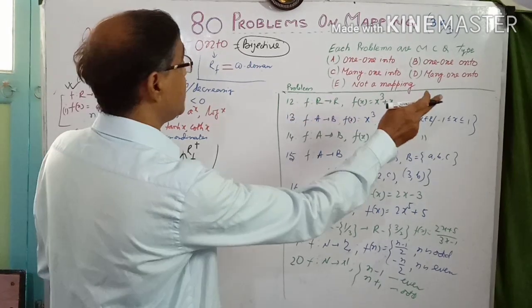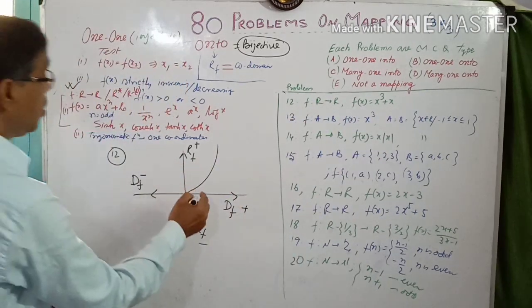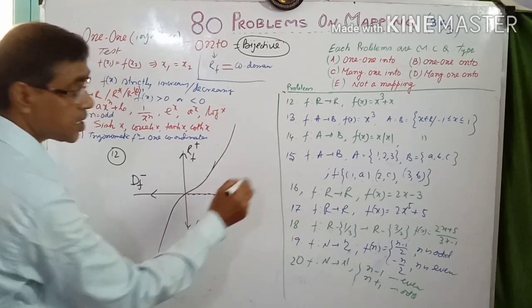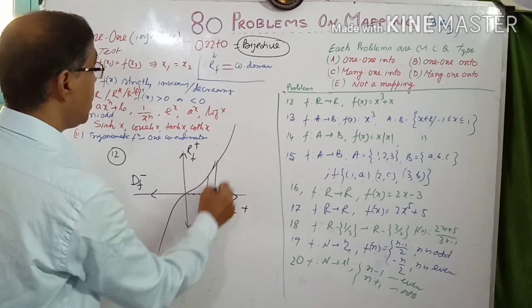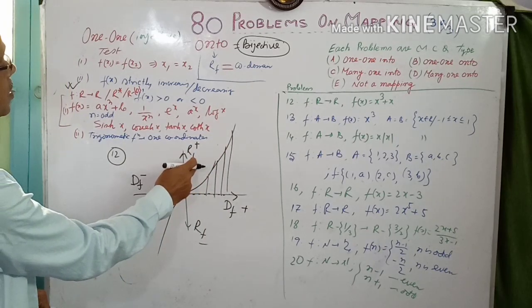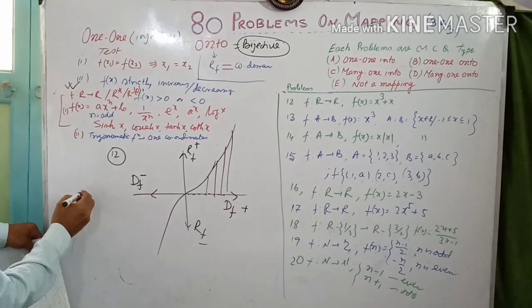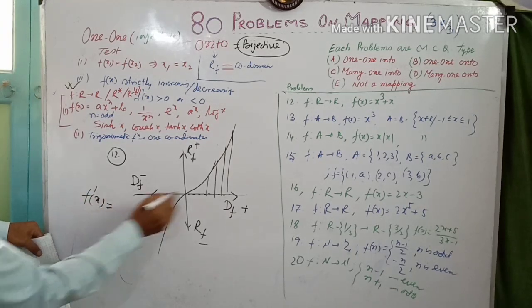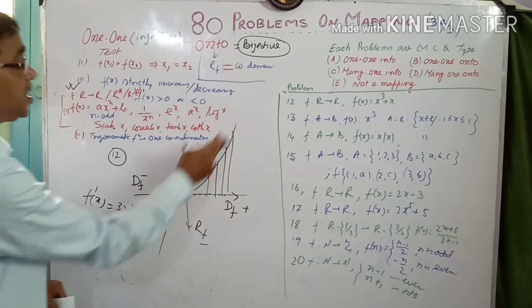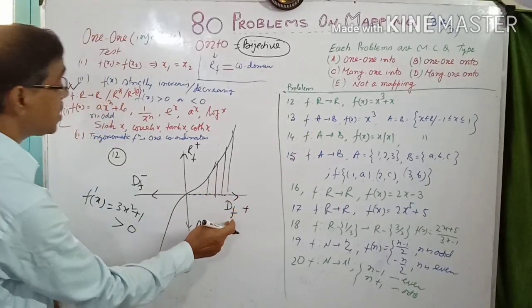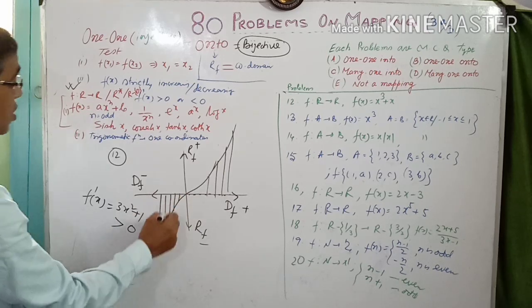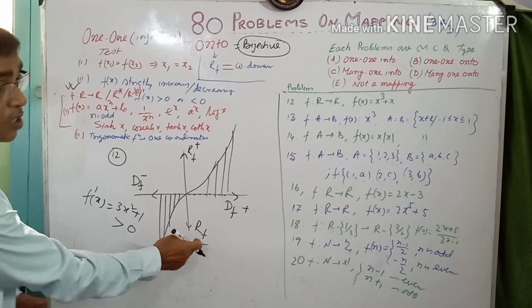Now, if R to R, this continuous curve, always for all values of positive x, you can get the defined values of the range of positive f. Also, you can say f dash x equal to 3x square plus 1. This is also greater than 0 for an increasing curve. And also on the negative side of the domain, you can get all the values of the negative range of f.